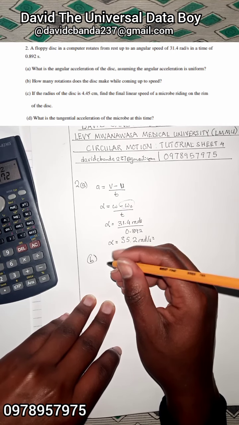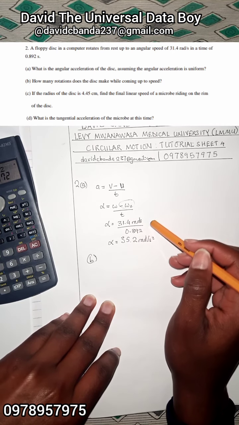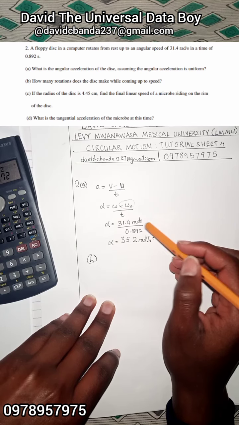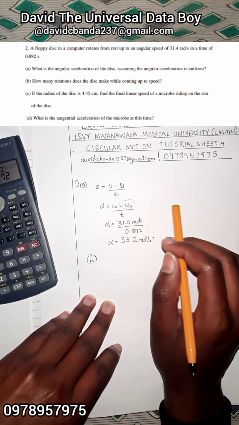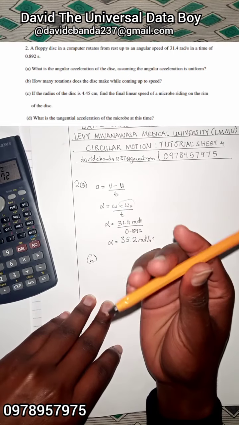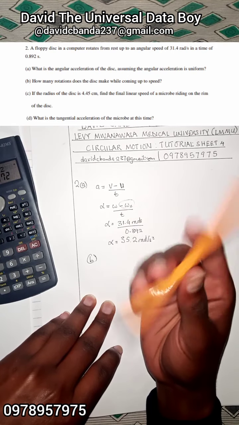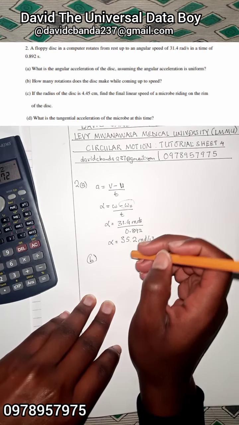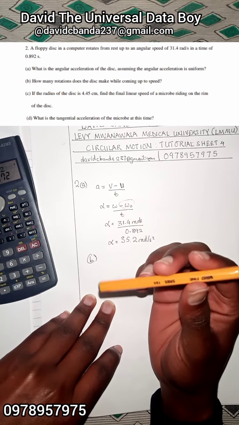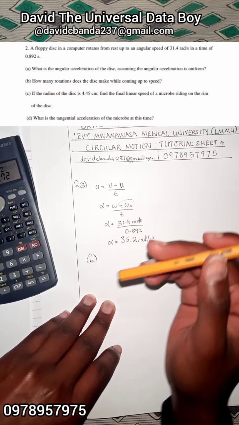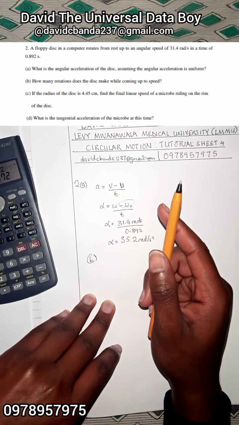And then question B says, how many rotations does the disk make while coming up to speed? So now this rotates coming to that speed, starts rotating from 0 and it comes to that speed. Now how many revolutions does it take for it to rotate? So if this is a disk, it's at rest, so it starts going, and then it acquires the angular speed of that much in that much of seconds. So now how many rotations does it take?